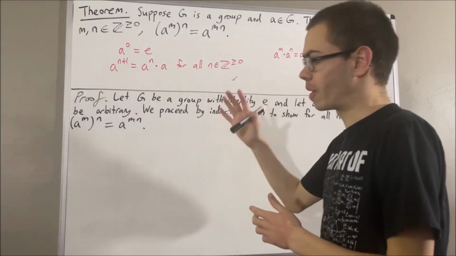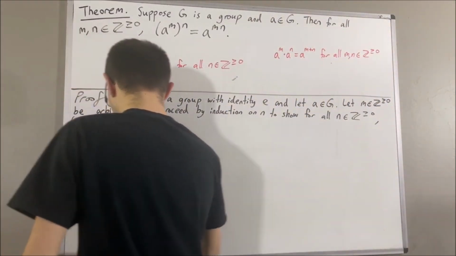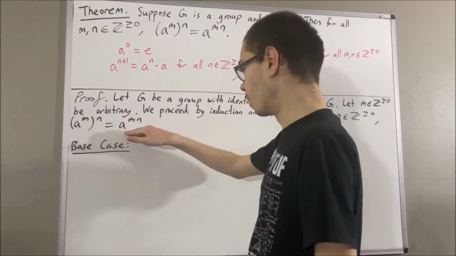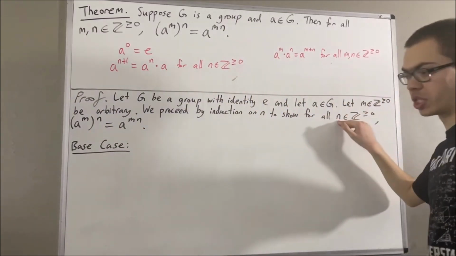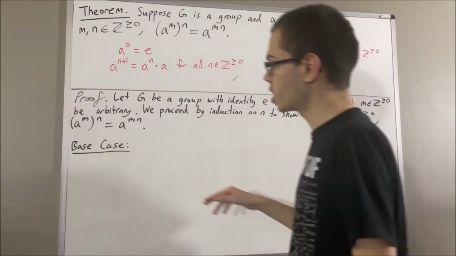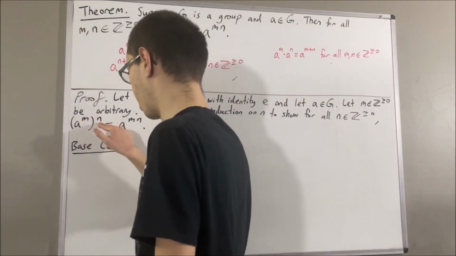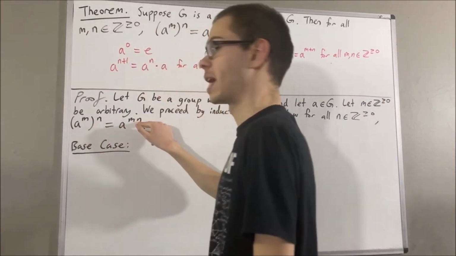So let's start with the base case. In the base case, we're trying to show that this is true in the case where n is equal to 0. In other words, we're trying to show that a to the power of m to the power of 0 is equal to a to the power of m times 0.